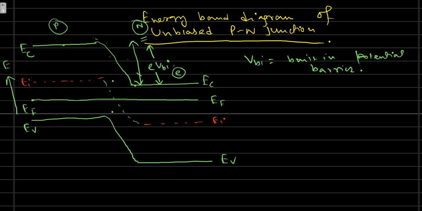So if you want to transfer an electron from the n to the p side, you have to apply at least this much amount of energy. You have to overcome this barrier height. Now come to the forward bias and reverse bias condition. So what is forward bias and what is reverse bias?